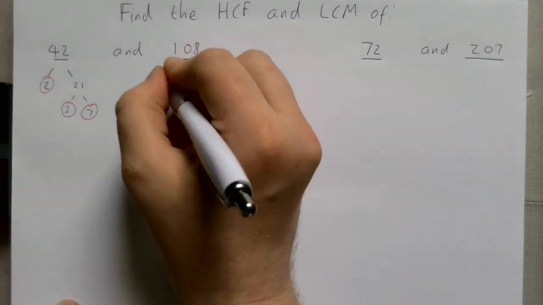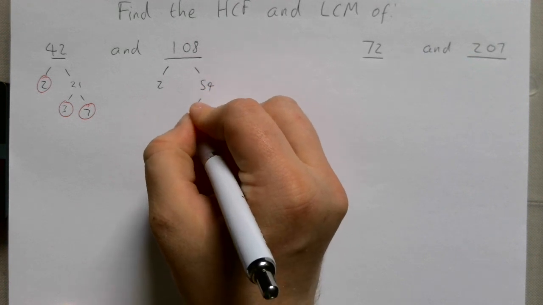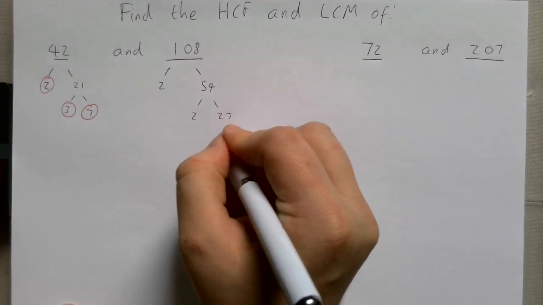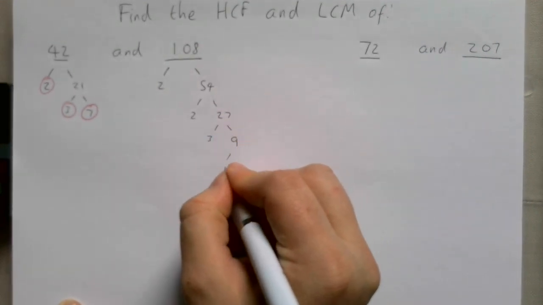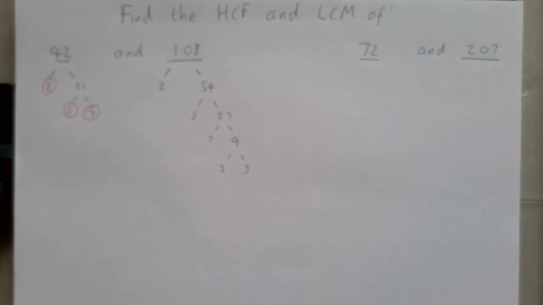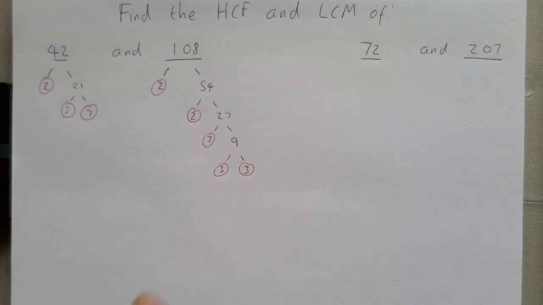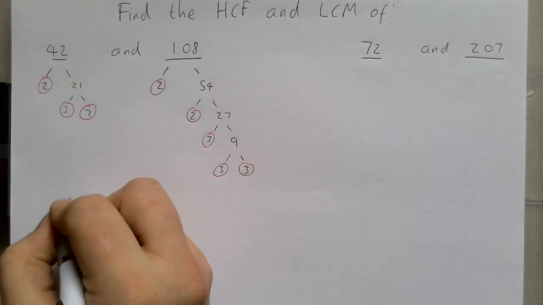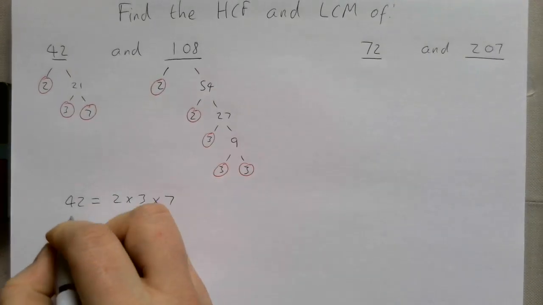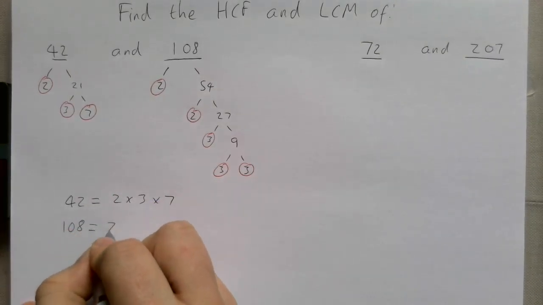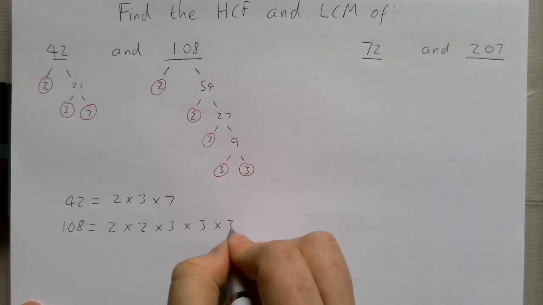Then 108, it's even, so I can divide it by 2, and that gets me 54. 54 divided by 2 is 27. 27, can't divide it by 2, but divide it by 3, I get 9. And then 9 I know it splits into 3 and 3. Okay, so 42 equals 2 times 3 times 7, and 108 equals 2 times 2 times 3 times 3 times 3.